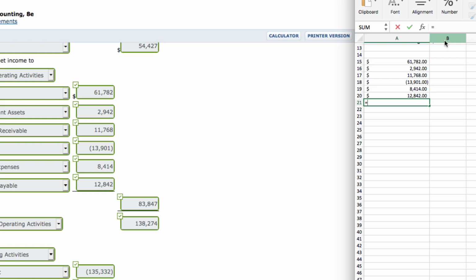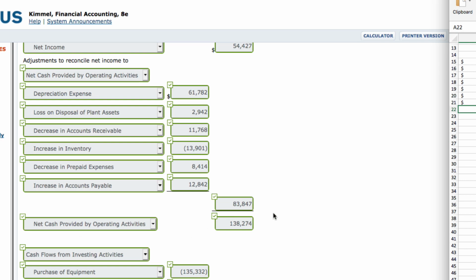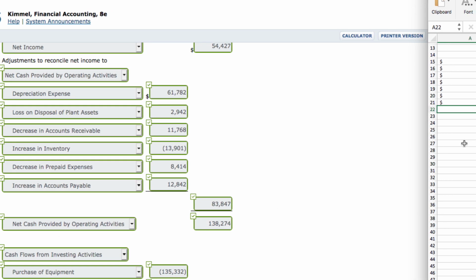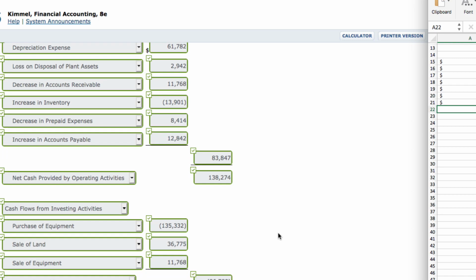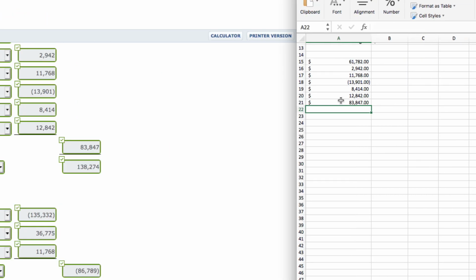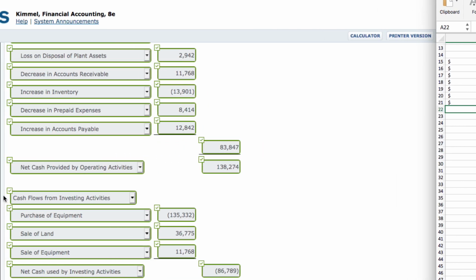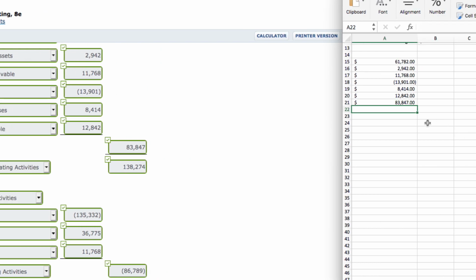then I type equal, sum, parentheses, I click on the first cell, drag it down, hit enter, and then we arrive at 83,847. Parentheses represent subtraction. So that's why I did it this way, because it's easier than saying A1 plus A2 minus A3 plus A4 minus A5. This way is easier.